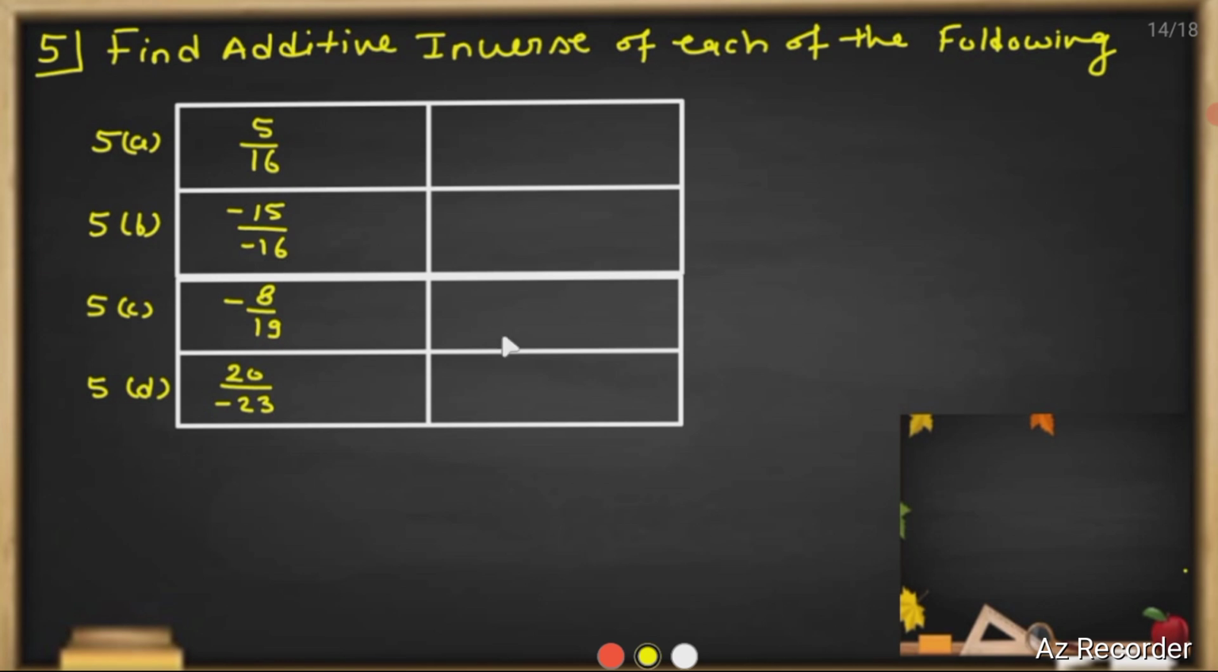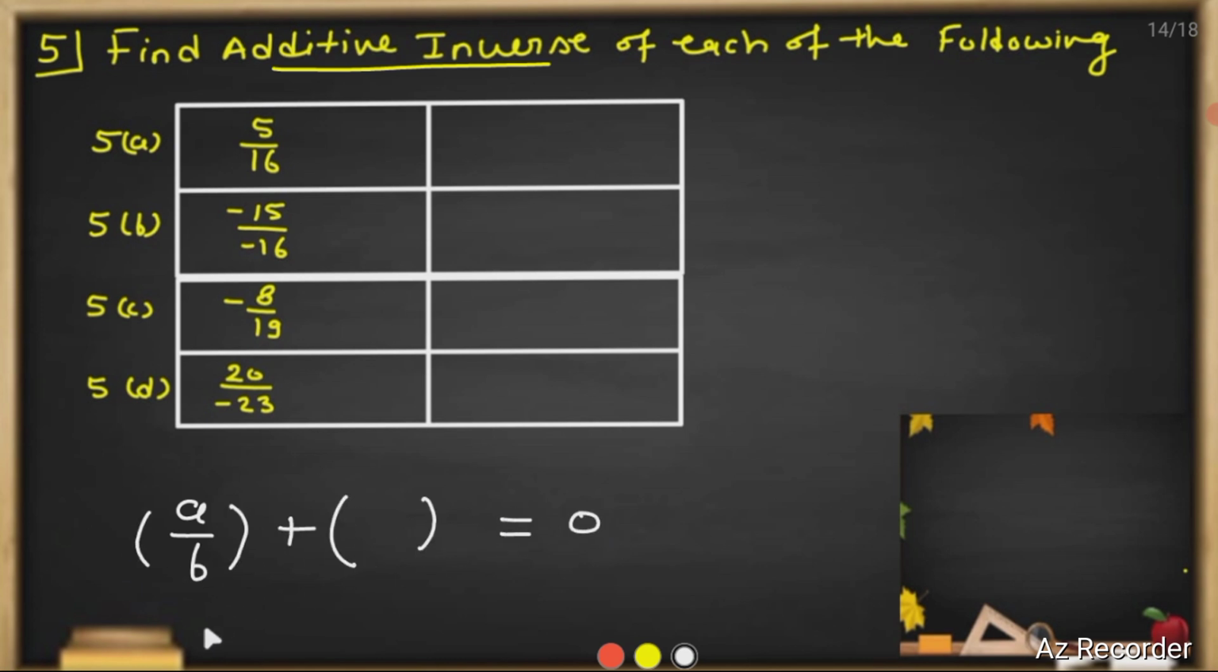Now move to the next question, my dear students. Find the additive inverse of each of the following. What is the meaning of additive inverse? I'll tell you here. If we have a number a upon b, then I have to add some number here so that the sum will become 0. Now take an example.